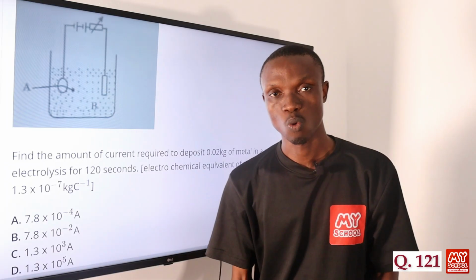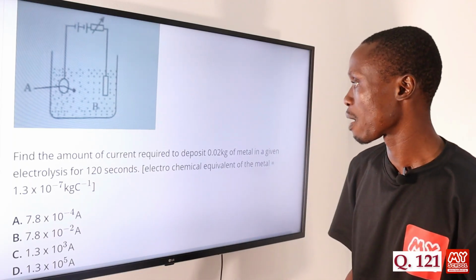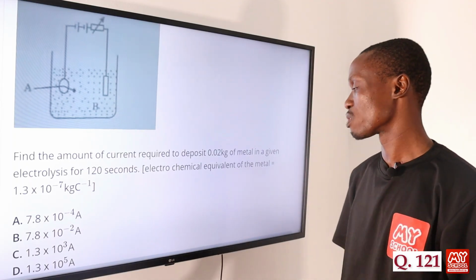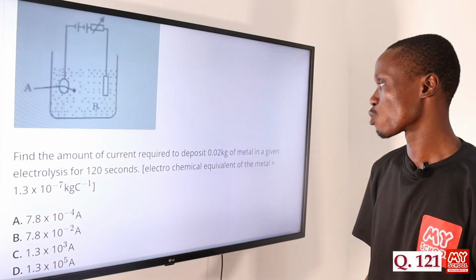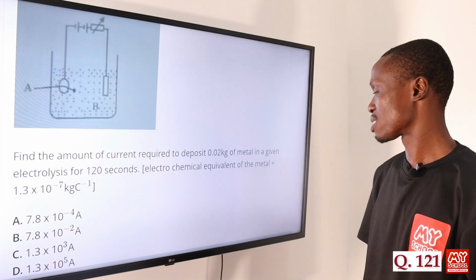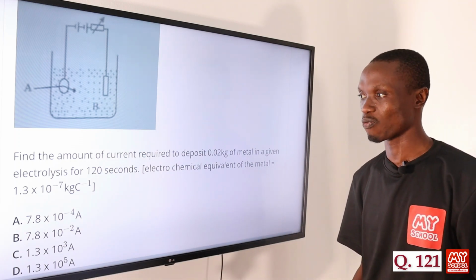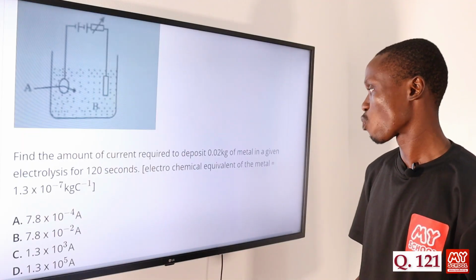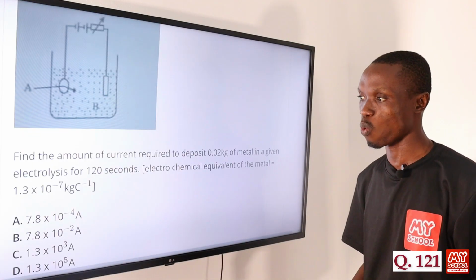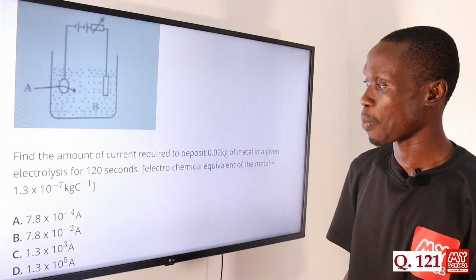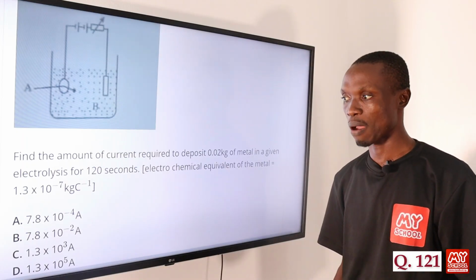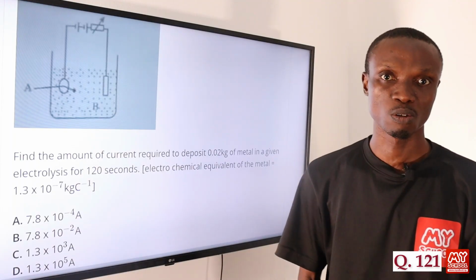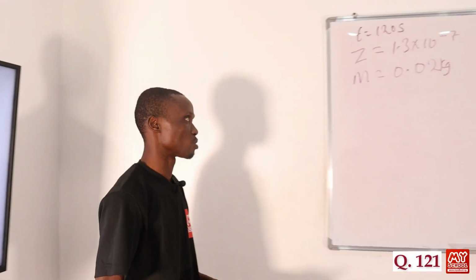Question 121. Find the amount of current required to deposit 0.02 kg of metal in a given electrolysis for 120 seconds. Electrochemical equivalent of the metal is equal to 1.3 times 10 raised to power minus 7 kilogram per coulomb. So let's move over to the board to provide the answer to this question.